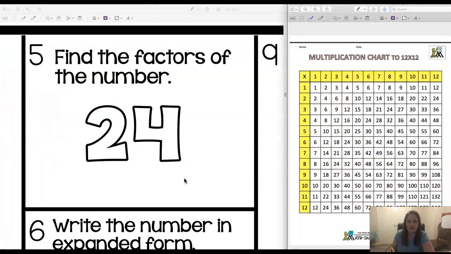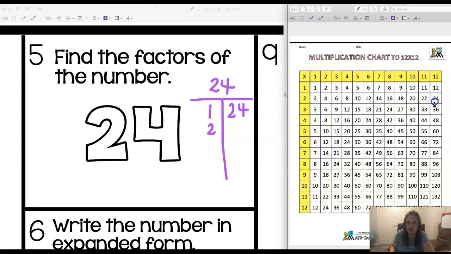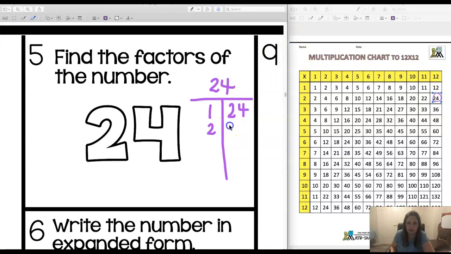Remember, factors are the two numbers you multiply together to get an answer. So if I want to find the factors, I'm going to make a T-chart with the number 24, and I'm going to write all the possible ways you could get 24. We know the first one will always be 1 times 24. I see that this is an even number. That means that it will definitely have 2 as a factor. So I'm going to go to my multiplication chart, and if you follow it all the way over, you can see right here, 24. And if you look up, I see 12. So 2 times 12 equals 24.